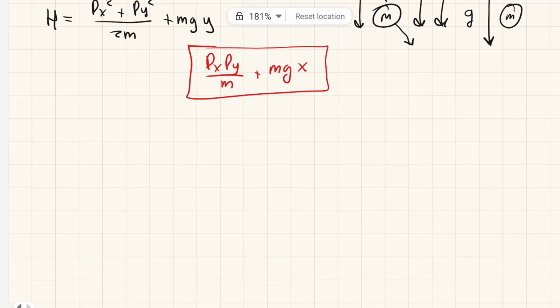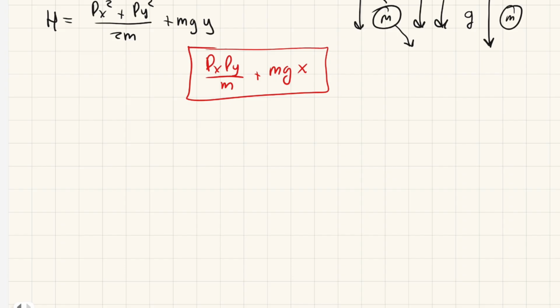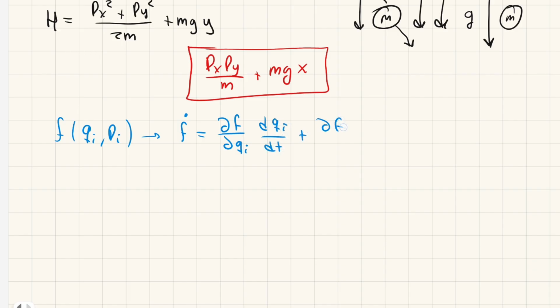First of all, you should know that, for example, let's say that we have a function f of the coordinates qi and pi. What happens if we want to calculate the derivative with respect to time of this? That is going to be f dot, and using the chain rule, this is going to be the partial of f with respect to qi, times the derivative of qi with respect to time, plus the partial of f with respect to pi, times the derivative of pi with respect to time.